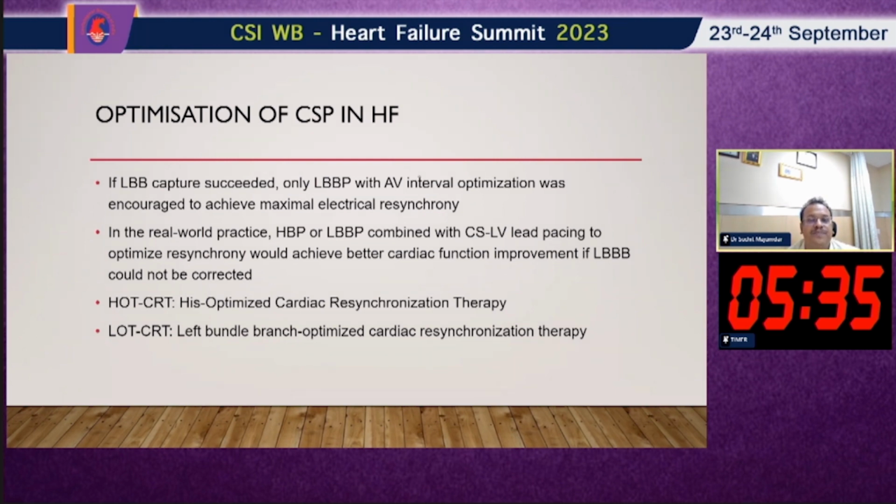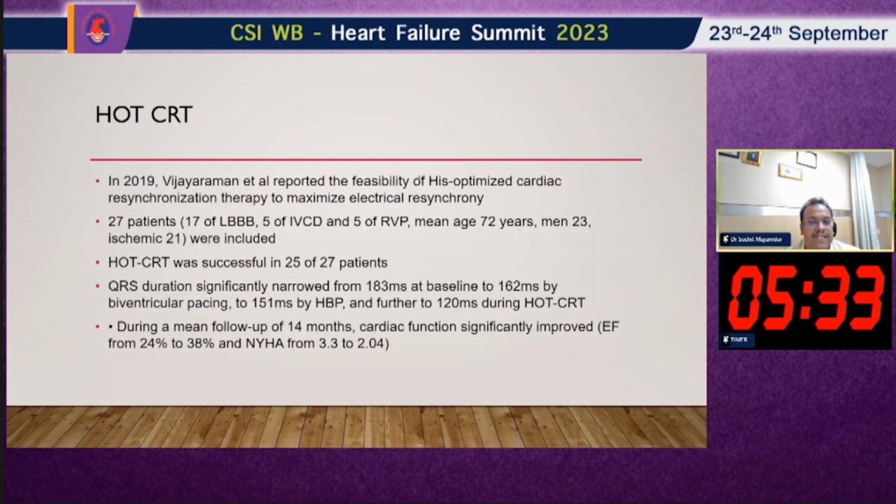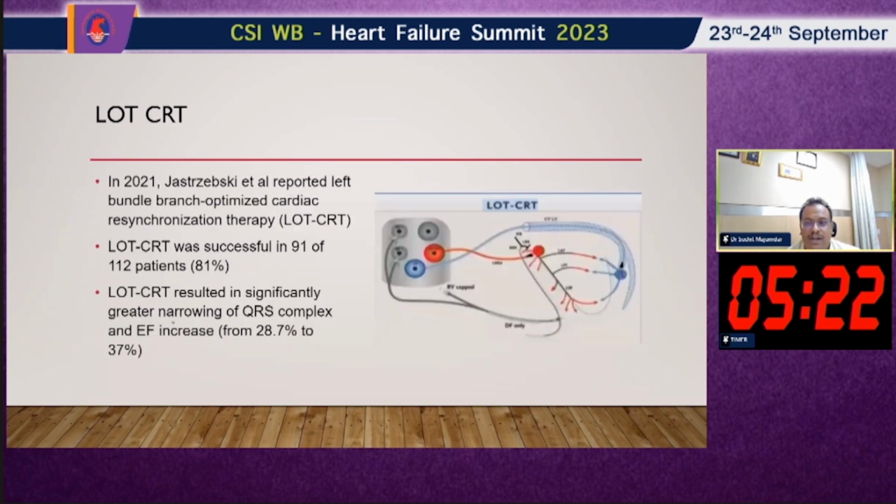Next slide. So this is HOT CRT. It has shown a significant improvement of cardiac function from 24% to 38% in this trial by Dr. Vijayaraman et al. Next slide. In the LOT CRT, a definite connection is required. You often require a DF1 lead where you can put the sensing lead. And so it was successful in 81% of the patients. It resulted in significant narrowing of QRS complexes and EF increase.